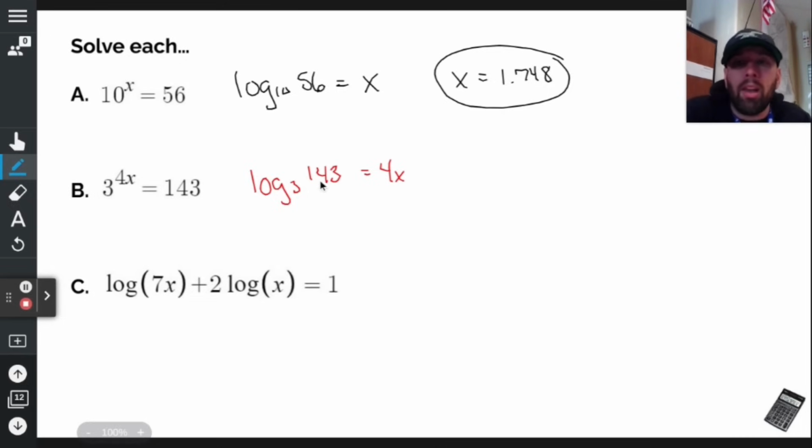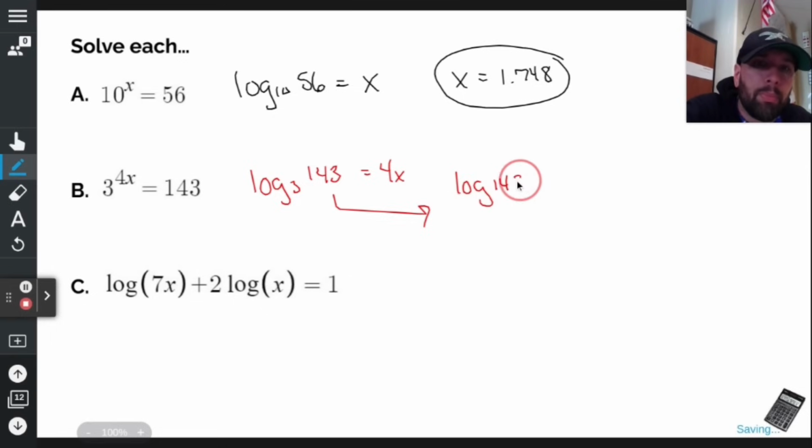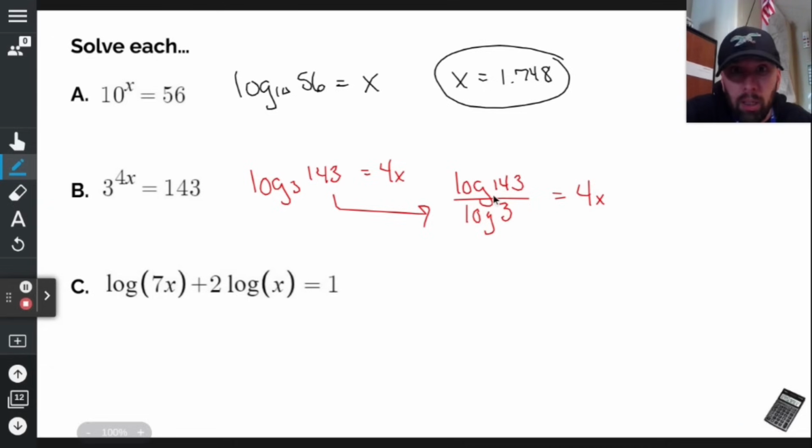Now, I can't plug that in my calculator, but you know what I could use? The change of base formula. The change of base formula says log base b of stuff is the same thing as log of stuff over log of base. So I'm going to plug that into my calculator and see what it gives me. Then I'm going to divide it by 4 and I'll get my answer.